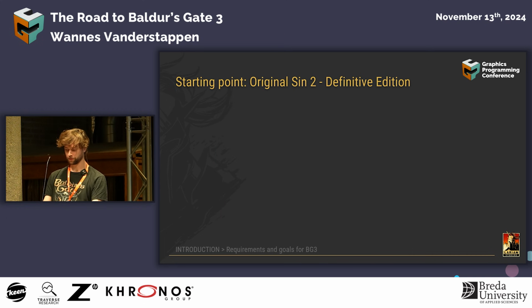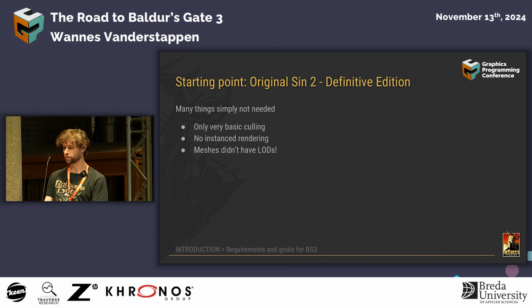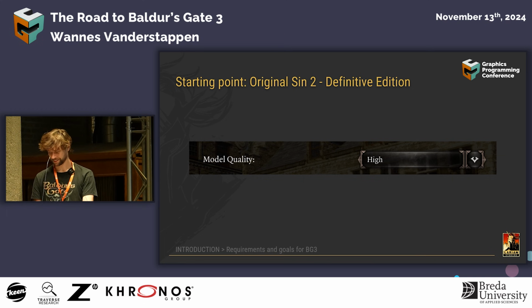So because of this game design, many things were simply not needed in our engine. We only had basic culling, so just frustum culling, distance culling, and culling some small objects. We even didn't have instanced rendering, simply because, well, we didn't need it to fit everything within the performance budget. And fun fact, the meshes didn't even have LODs. So our engine did support this, but no different quality levels of models were made. Apparently, we did forget to remove this, though. But apparently, for some people, this also works as a placebo.